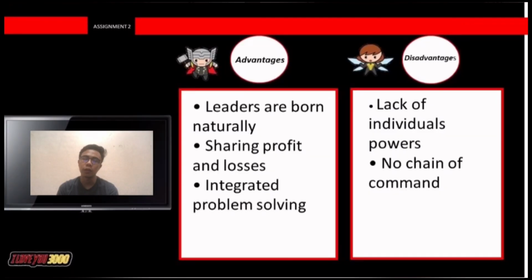Advantage and disadvantage of the Mary Parker Follett theory. The advantages are that leaders are born naturally, sharing profit and losses, and integrated problem solving. The disadvantages are lack of individual power and no chain of command.